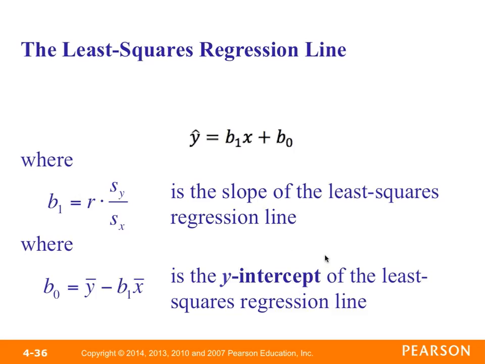So if we take a look at the general formula for your least squares regression line, you have y hat equals b1 times x plus b naught. b1 needs to be found first. You take your r, which is your linear correlation coefficient, and you multiply that by the standard deviation for y divided by the standard deviation for x. And that gives you the slope of the least squares regression line. And then once you have that, you can calculate b naught by doing y bar, which is the mean for your y values, and subtracting b1 times x bar.